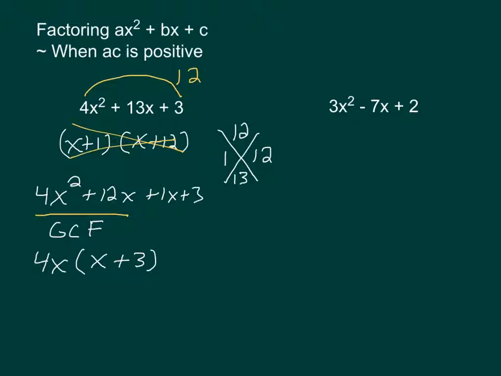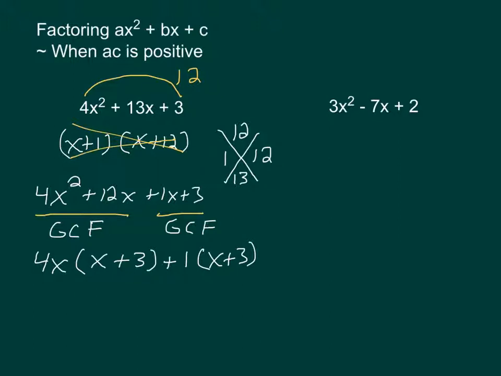The second thing we have to look at is the second batch of numbers, plus 1x plus 3. Once again, look for the greatest common factor. They don't have a greatest common factor, so what I'm going to put out in front is a plus 1. And now, in parentheses, what I'd have to leave in there is an x plus 3. Now, this is new. This is something we haven't done before.